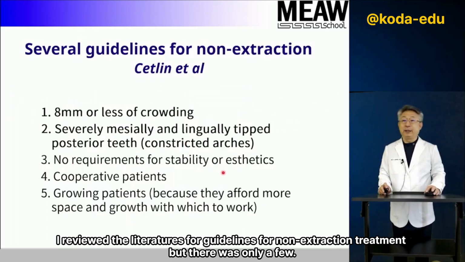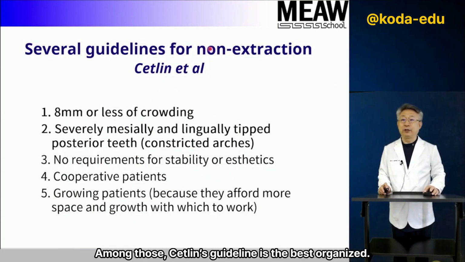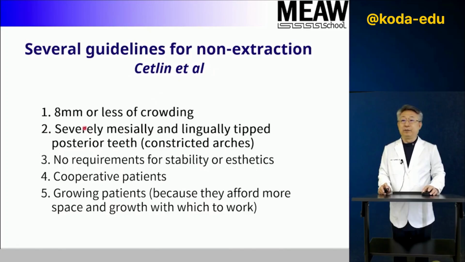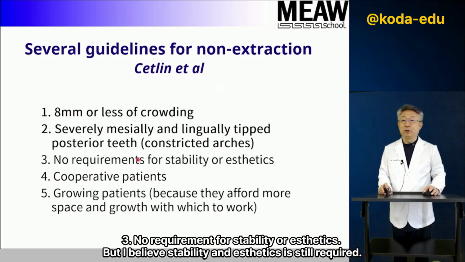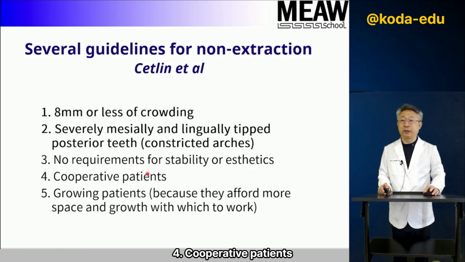I reviewed the literature for guidelines for non-extraction treatment, but there were only a few. Among those, Setlin's guideline is the best organized. 1. 8 mm or less of crowding. 2. Severely mesially and lingually tipped posterior teeth, and constricted arches. 3. No requirement for stability or aesthetics, but I believe stability and aesthetics are still required. 4. Cooperative patients. 5. Growing patients.